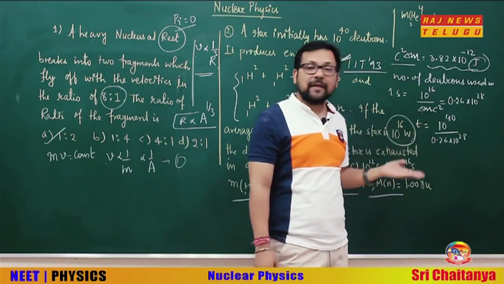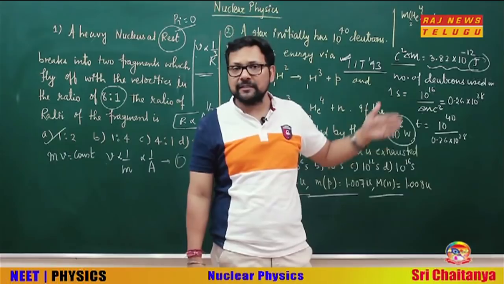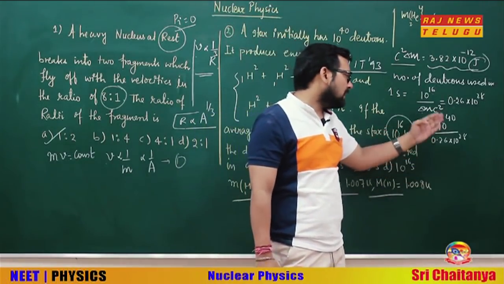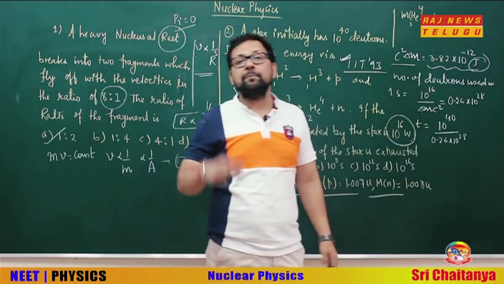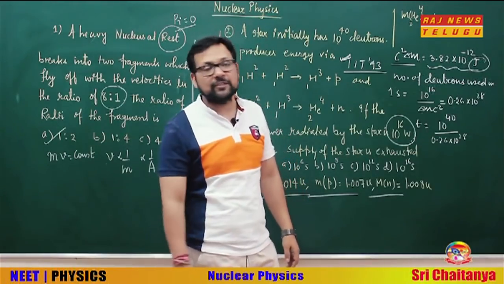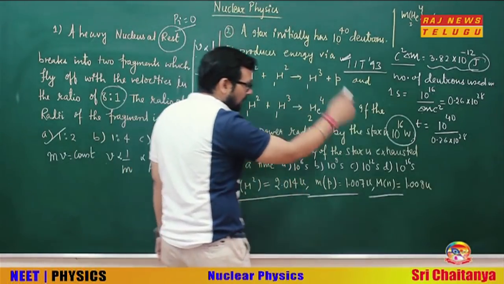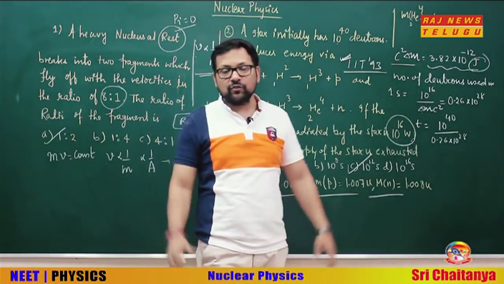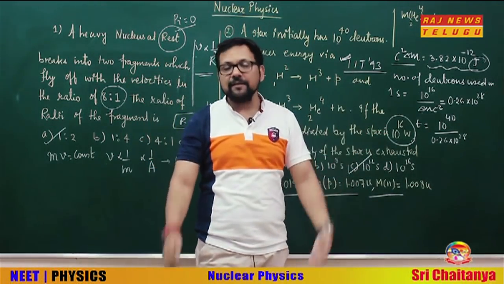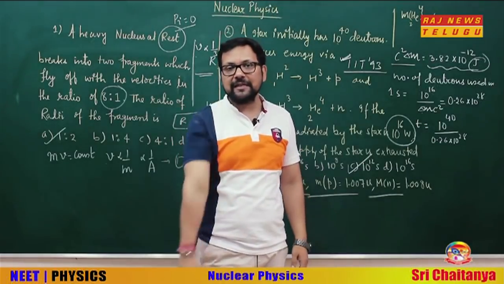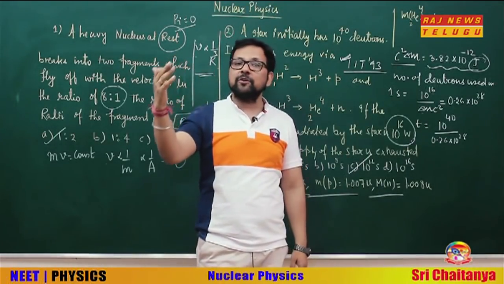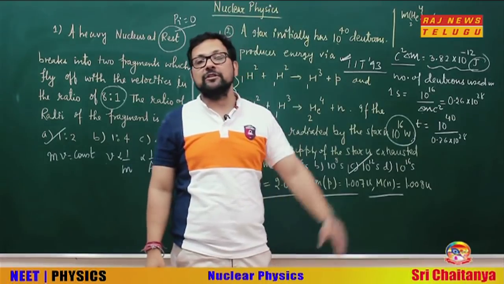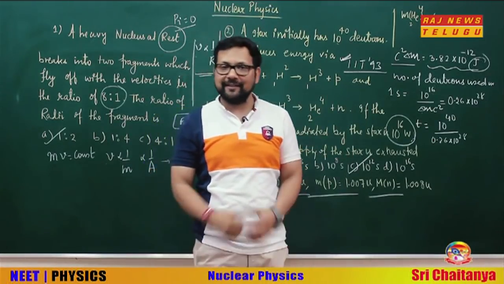So what is the total time for 10 raised to power 40? Just divide it and you will get your time. Clearly from here you can see the order of magnitude is 10 raised to power 12. So look for the answer. Where is 10 raised to 12? 40 minus 28. This is the answer. So first, energy, second, number of deuterons in 1 second, and third, total initial number of deuterons divided by the number of deuterons in 1 second, we get the required time.